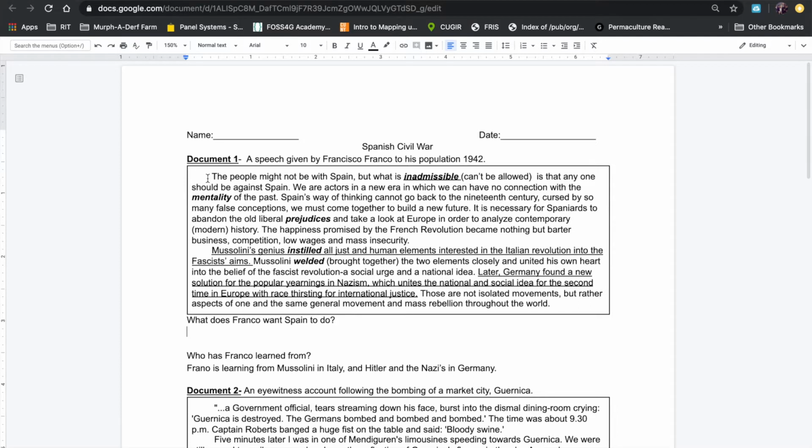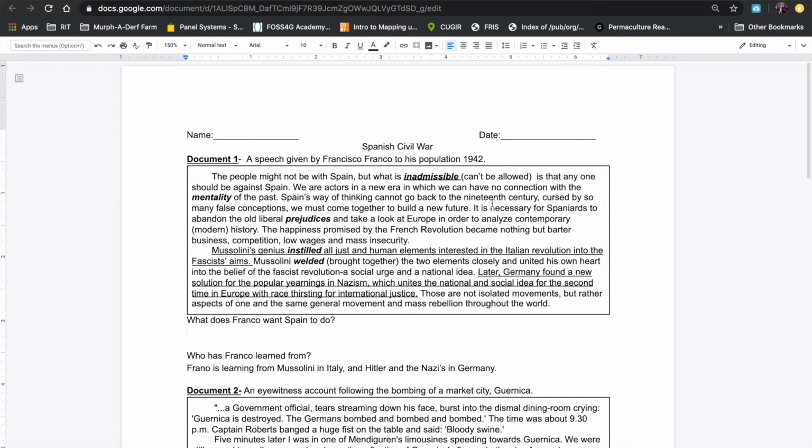Even in the first sentence, the people might not be with Spain, but what is inadmissible, can't be allowed, is that anyone should be against Spain. What does Franco want Spain to do? It seems like he wants people to come together, or at least to not be against Spain. I can go to the third sentence.